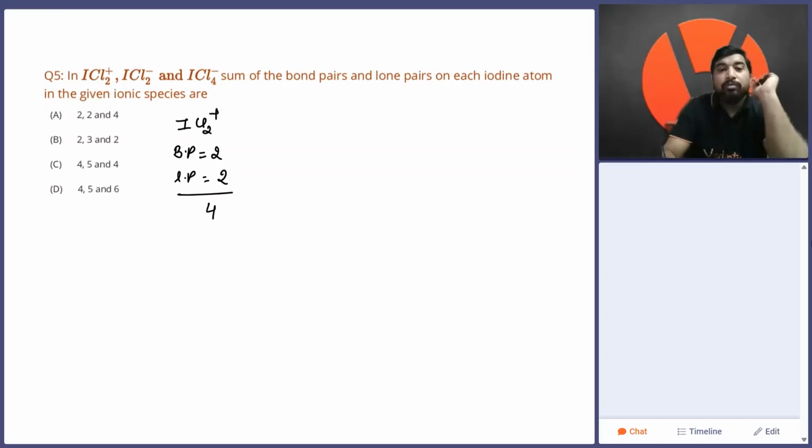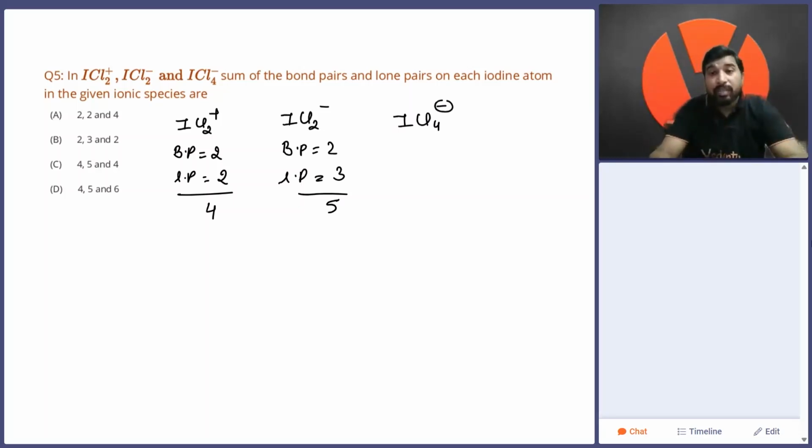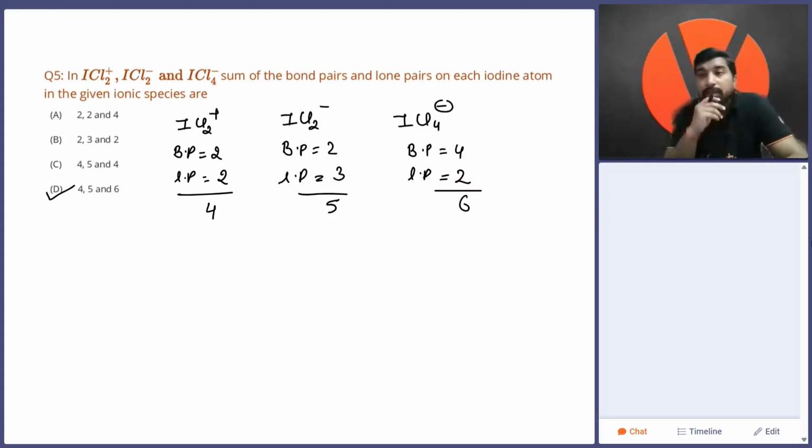In the case of ICl2 minus, bond pair is definitely 2. The number of lone pairs is 3. The sum is 5. In the case of ICl4 minus, bond pair is 4. After formation of 4 bonds, the lone pairs left are 2. On addition, it should be 6. So the right answer should be D.